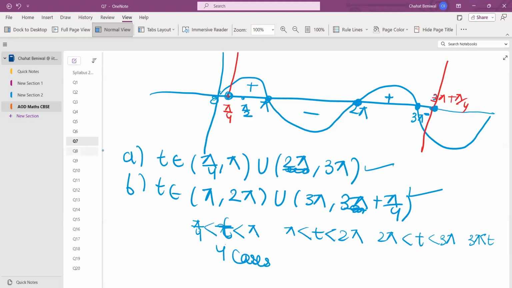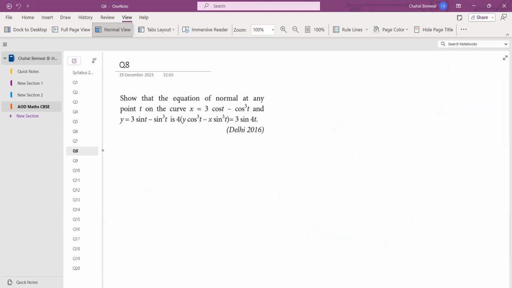Moving on to the next question. The next question says, show that the equation of normal at any point t on this curve, and y is equal to this. So we need to find the equation of normal at any point t on the curve.